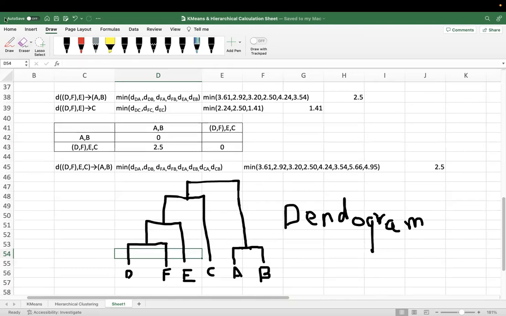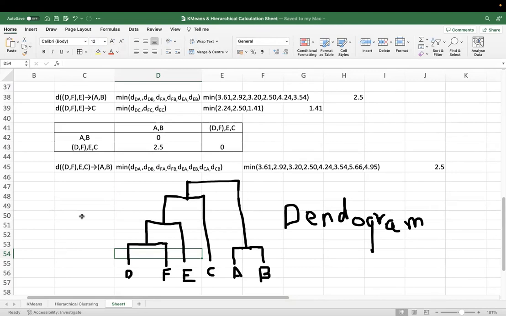Single is the default. This is how hierarchical clustering works. Most of the times we use single only. Single is the preferred option. If single doesn't work, then we go to complete.